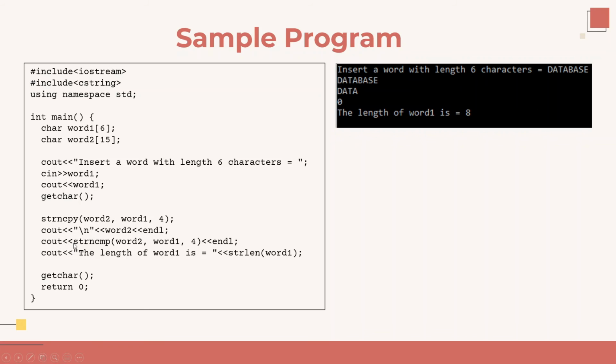And then on the next line, we use strncmp to compare the word1 array and the word2 array. However, the comparison is only limited to 4 characters. And if the value of word1 and word2 is the same, the result is 0, but if the value is not the same, the result is 1. In here, because the 4 characters of word1 and word2 are the same, the result is a value of 0, which means true.